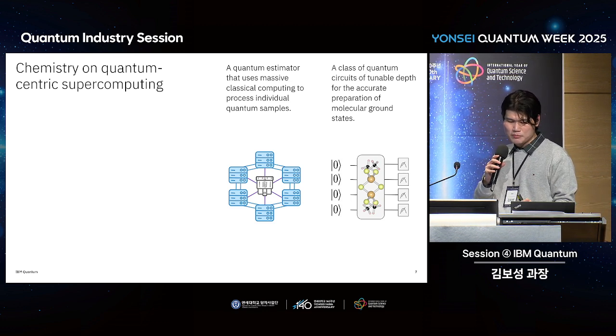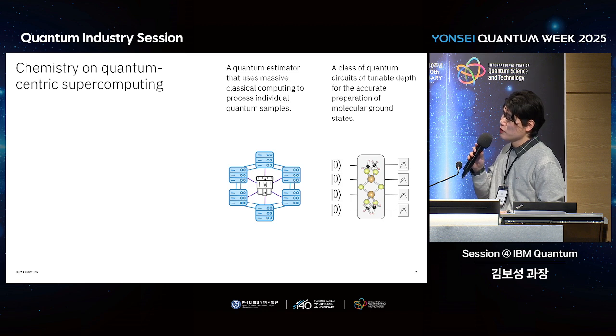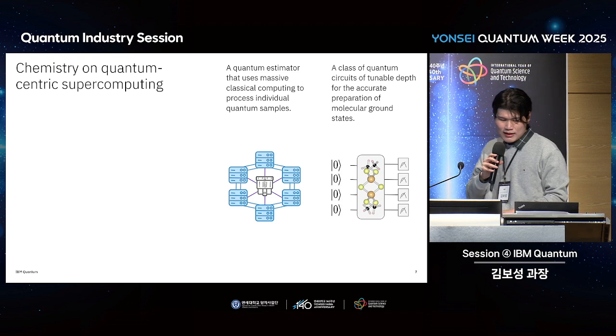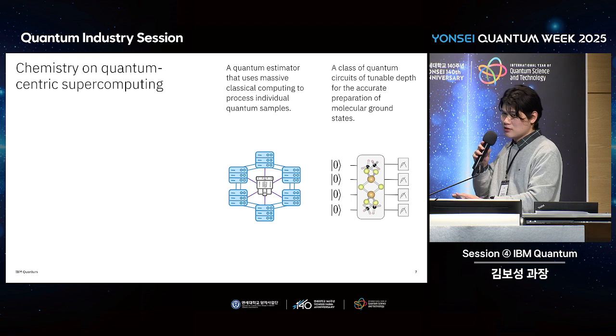Here we are applying the quantum estimator that uses massive classical computing to process individual quantum samples. We have the quantum computer in the center, and a lot of classical workloads distributed over classical computers, and this massive classical computing supports our quantum computer. We are also using a class of quantum circuits of tunable depths to make an accurate preparation of molecular ground states. These two are the points I want to make throughout this presentation.